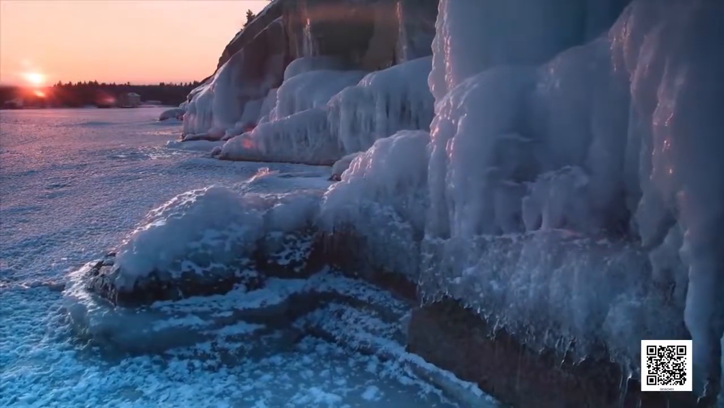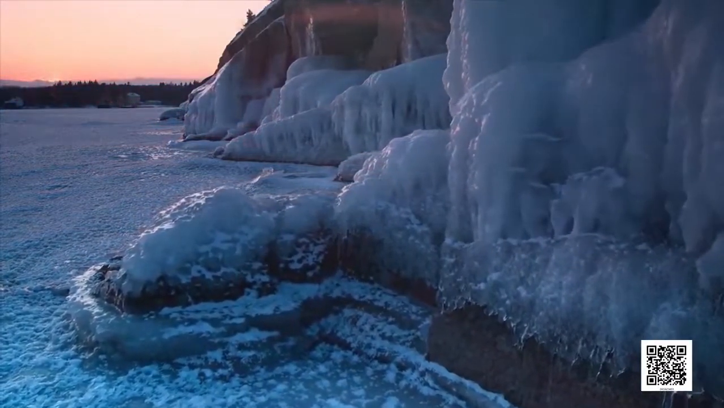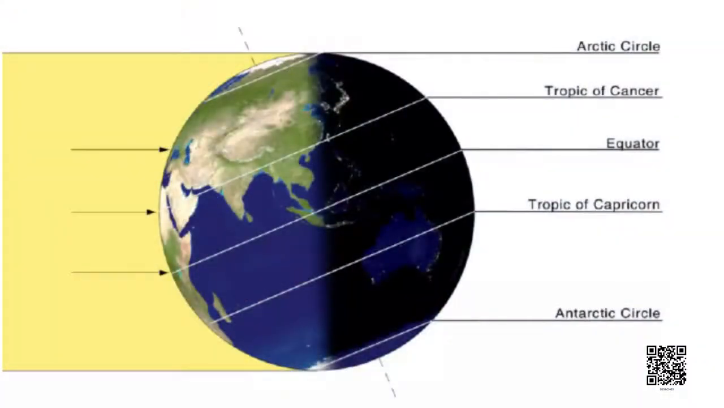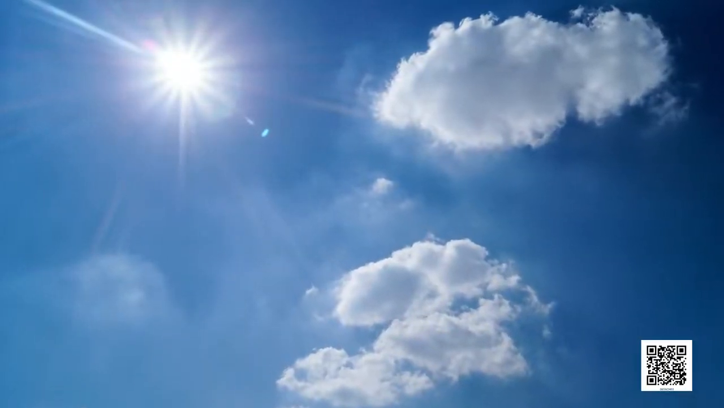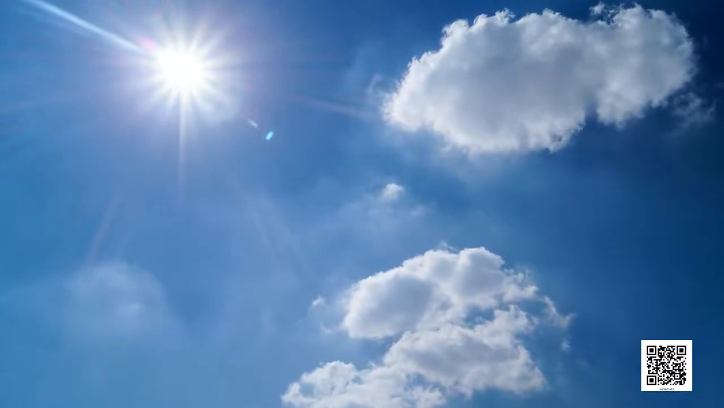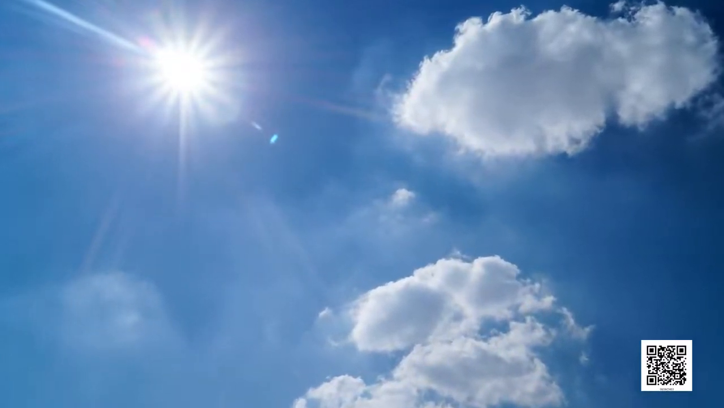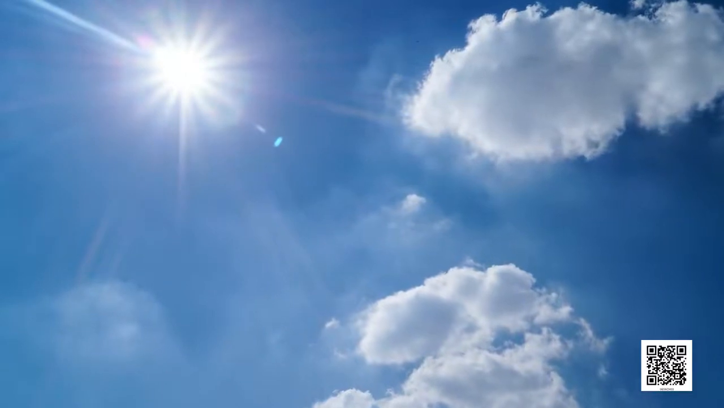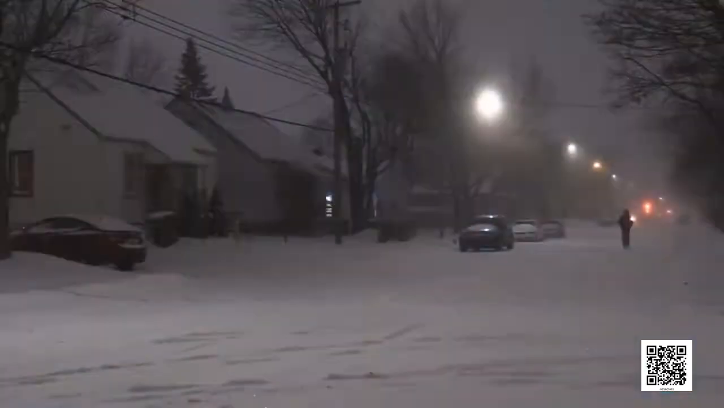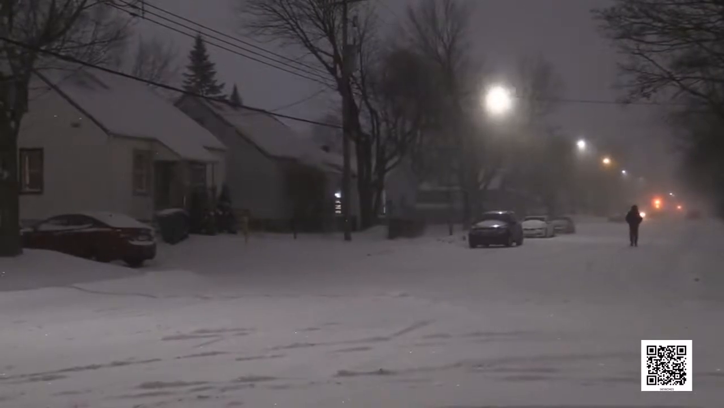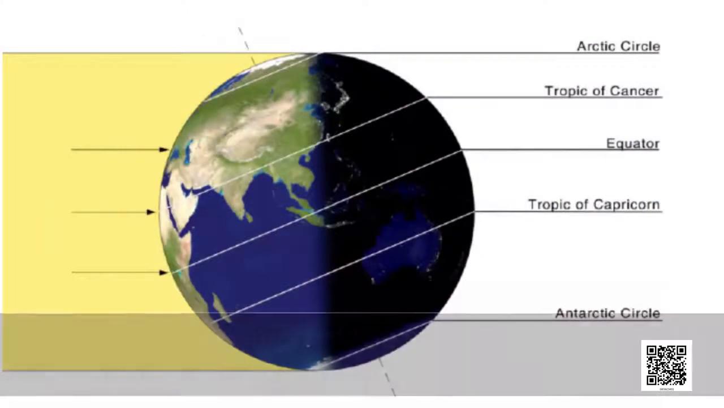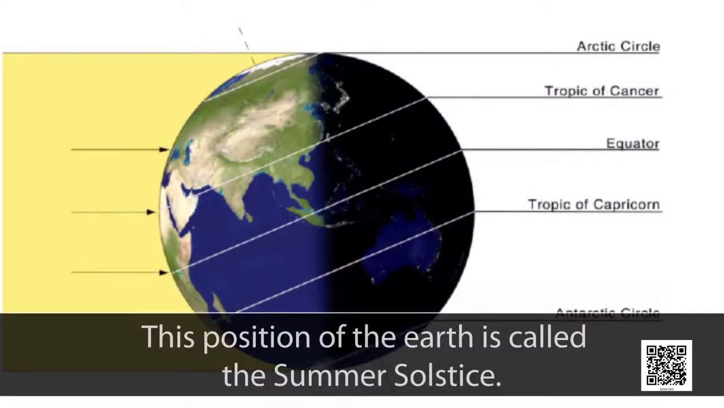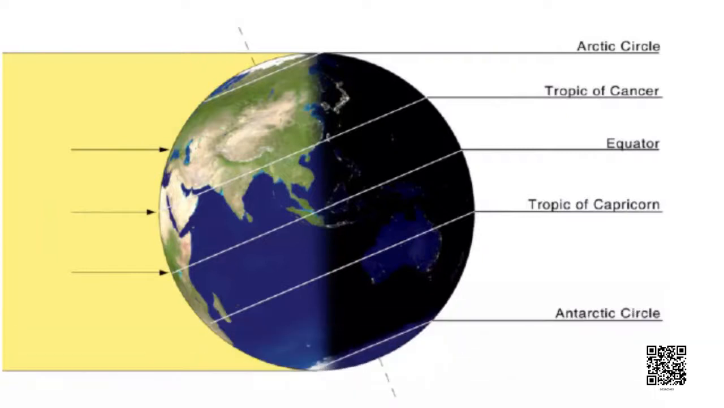Since a large portion of the northern hemisphere is getting light from the sun, it is summer in the regions north of the equator. The longest day and the shortest night at these places occur on 21st June. At this time in the southern hemisphere, all these conditions are reversed. It is winter season there. The nights are longer than the days. This position of the Earth is called the summer solstice.